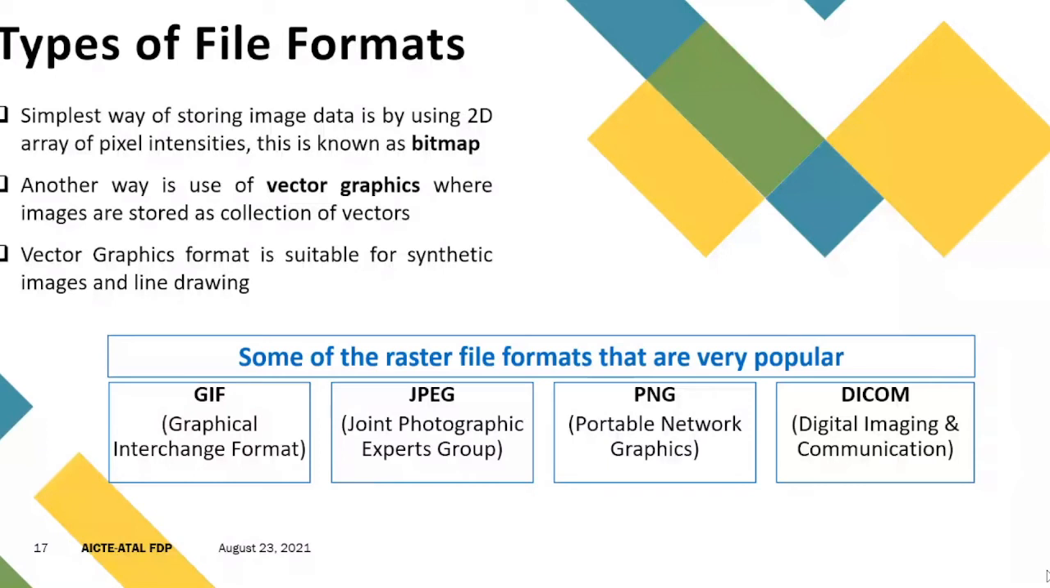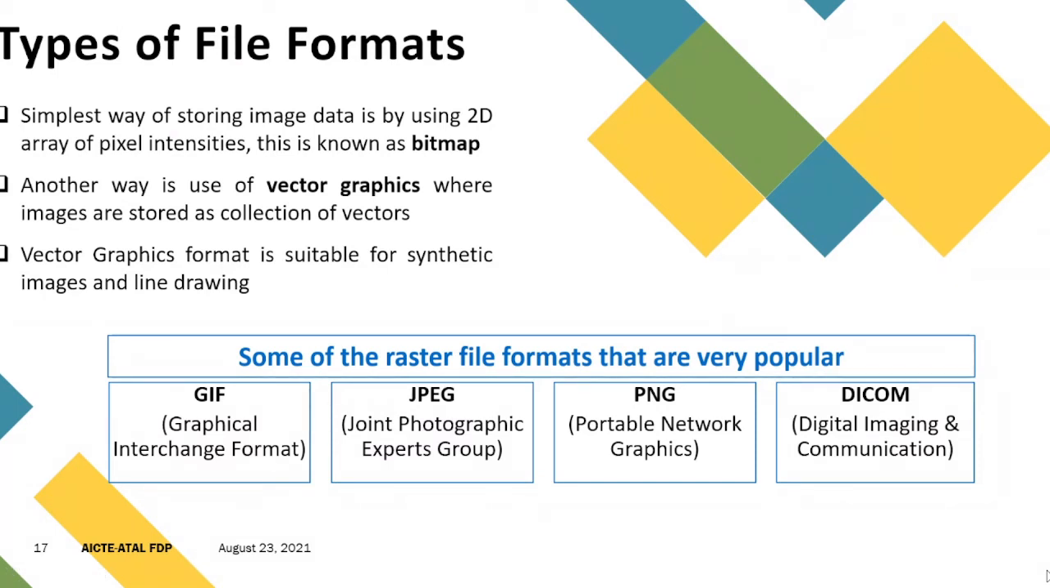Types of file formats. You are aware of the importance of the format, but how many types of file formats are there? Some of the important file formats I have listed over here. An image is something you can take as a 2-dimensional array consisting of pixels. It is known as a bitmap. Vector graphics images are suitable for synthetic images and line drawings. So this is about the file formats and some of the very popular formats. GIF, graphical interchange format. What is this?